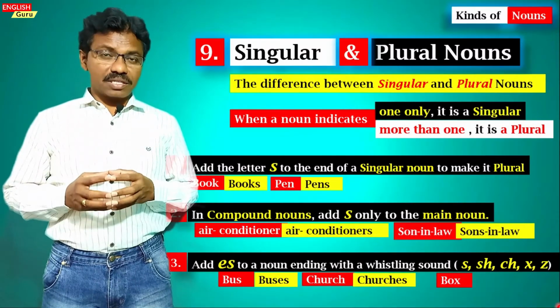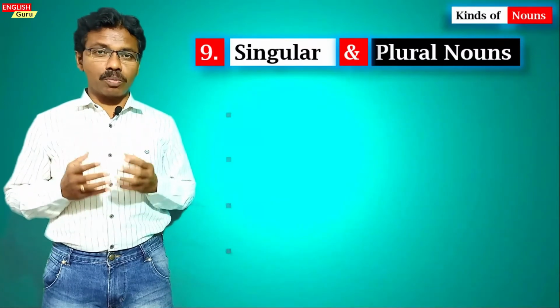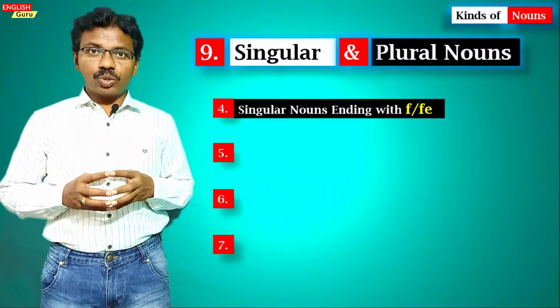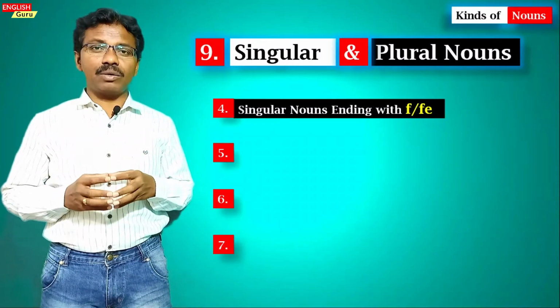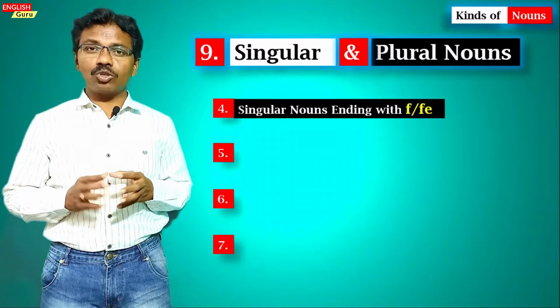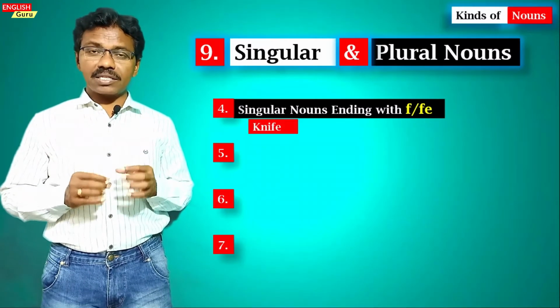Box is a singular. It ends with X, so we should add ES. It becomes boxes. It's a plural. And the fourth one: there are certain singular nouns that end with F or FE, and when we convert them into plurals, we have to remove F or FE and add ES or VES.